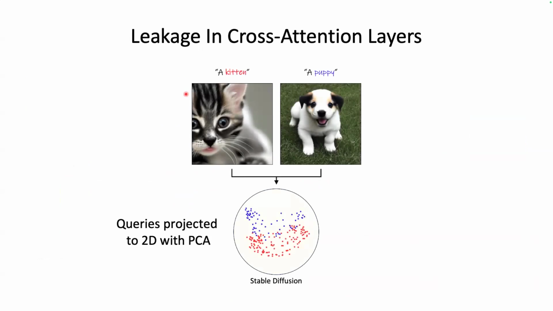And I think this is another interesting way to look at it. So let's generate an image of a kitten and an image of a puppy. And let's take, from a specific layer towards the end of the denoising process, the queries and project them to 2 dimensions with PCA. Here we generated the images separately. So you can see that the distribution of the queries of the puppy and the queries of the kitten have some overlap, but they're not exactly identical, right?